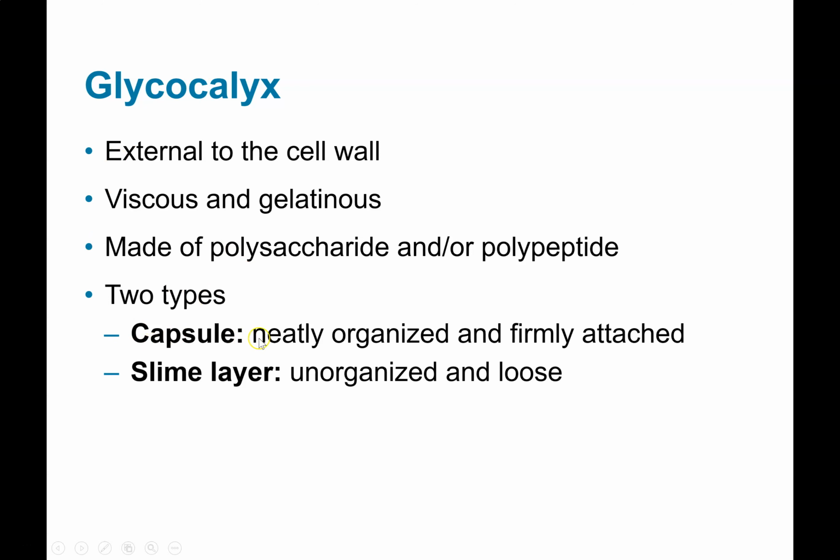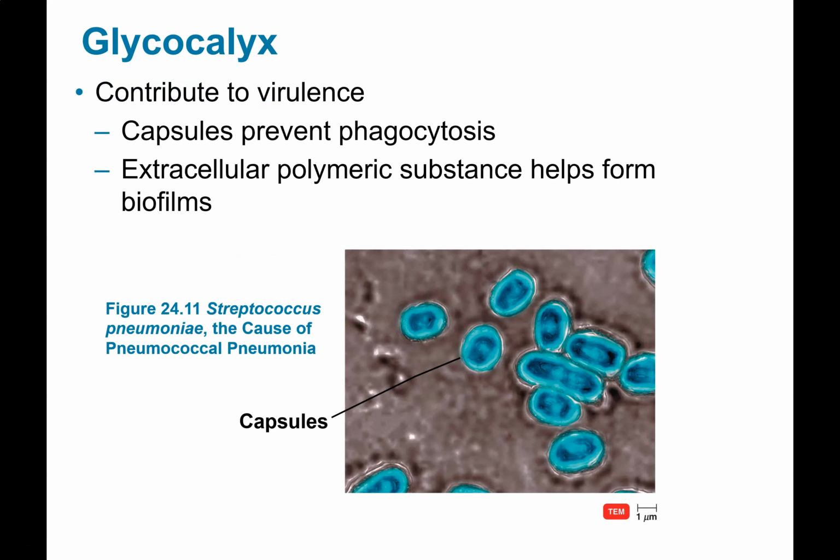There's kind of two categories of glycocalyxes. If it's nice and organized and attached, it's called a capsule. If it's more loose and unorganized, it's called a slime layer. Kind of as that name implies, right? A layer of slime. The glycocalyx or capsule is really the term that I'm going to mostly be using throughout the semester, more than glycocalyx or slime layer.